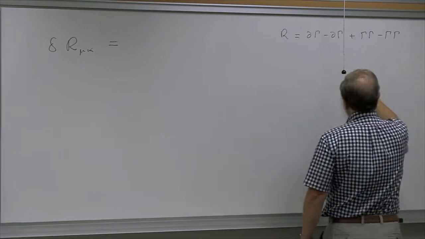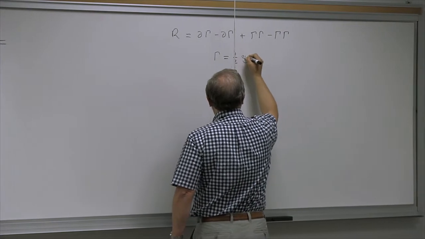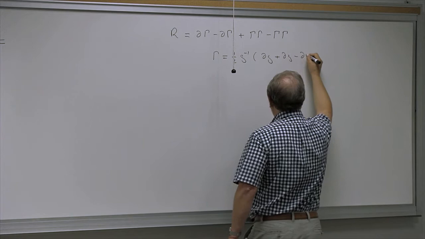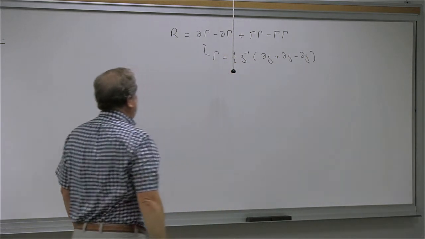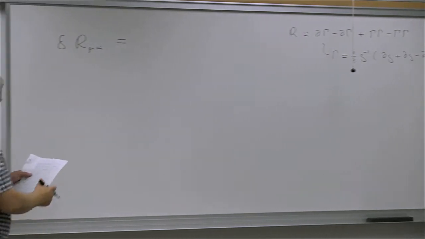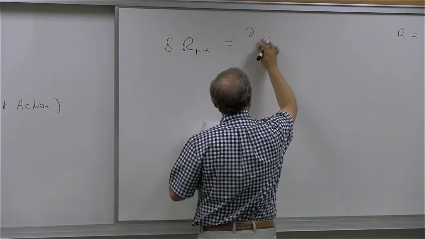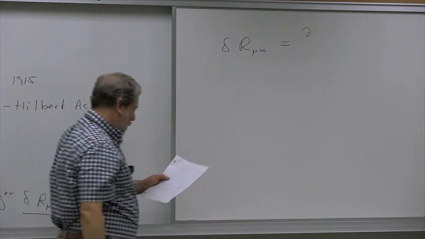And then at some later stage, we also have to use the fact that the gamma is 1/2 times g to the minus 1 times dg plus dg minus dg, right? So that's going to come in at second stage. So we get first the derivative of the variation, taking a derivative and doing a variation commute, so we can do it in any order we wish.